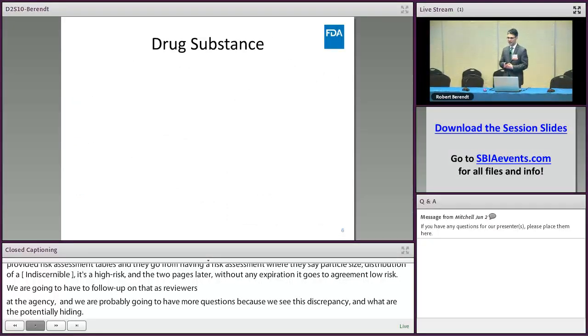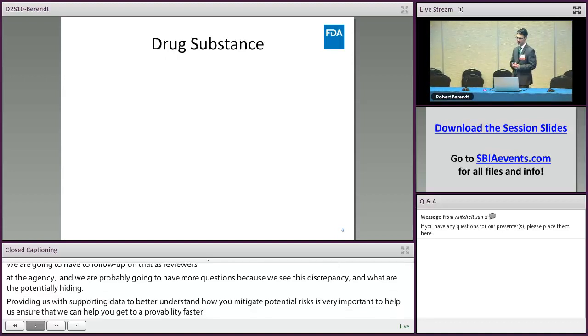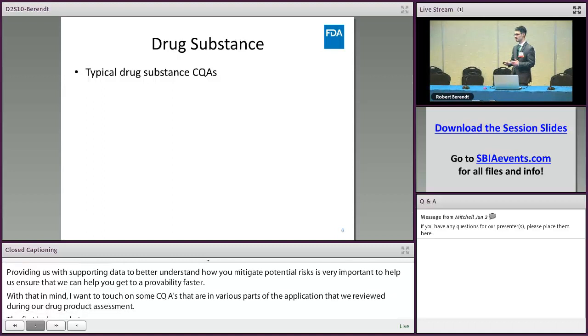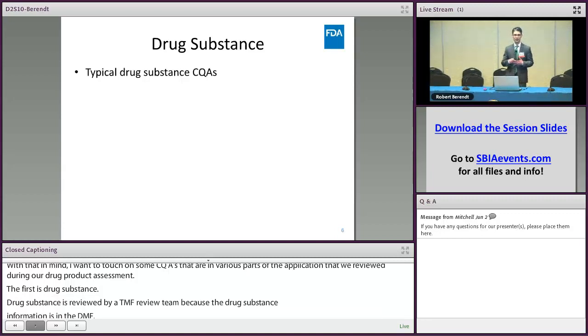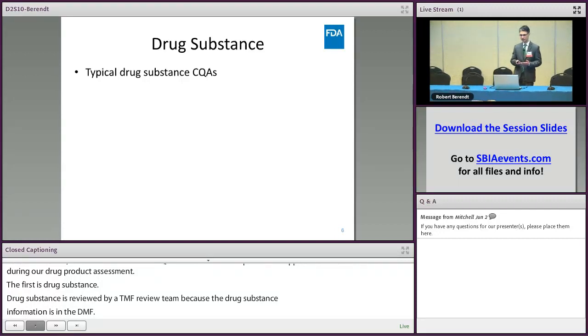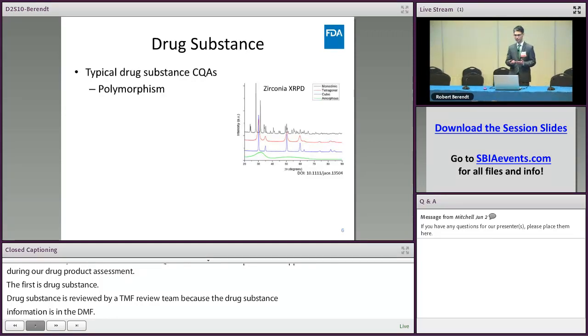So with that in mind, I want to touch on some CQAs that are in various parts of the application that we review during our drug product assessment. The first is drug substance. So drug substance is reviewed by a DMF review team typically because the drug substance information is in the DMF, not all in the ANDA submission. However, as part of the drug product quality review, we are reviewing the drug substance and other raw materials for the material attributes that actually contribute to the final product quality.